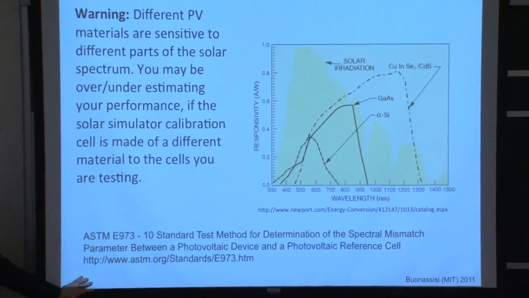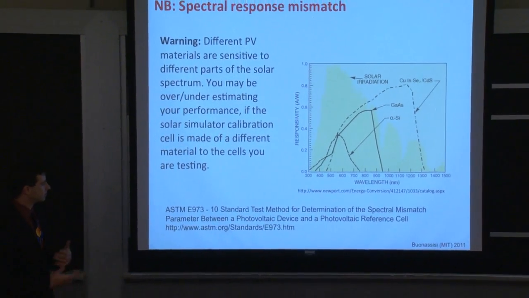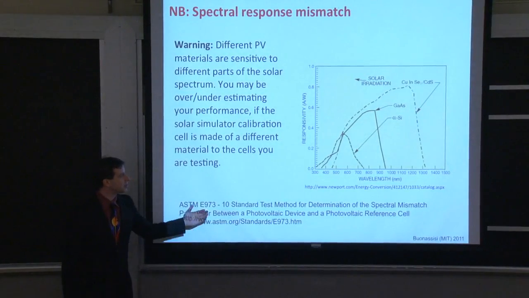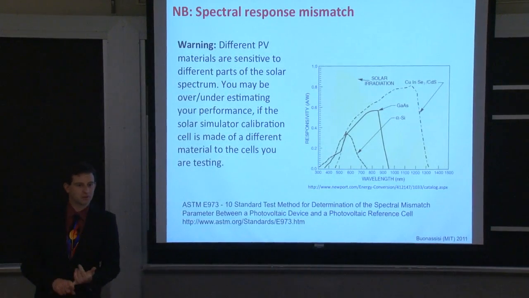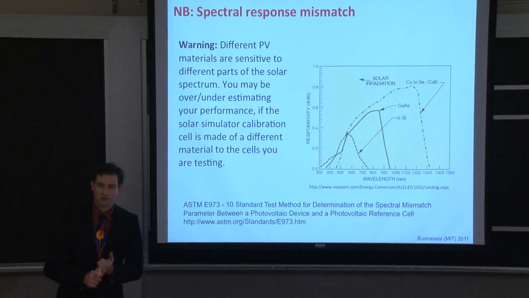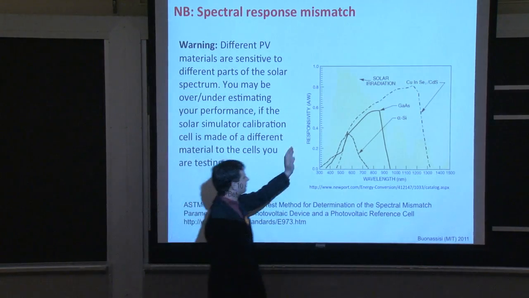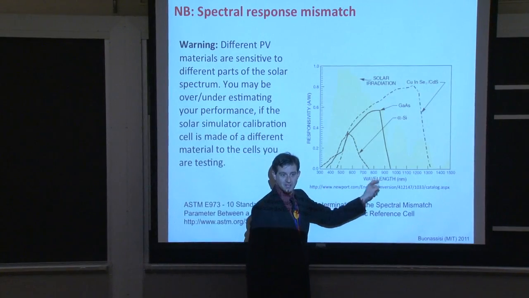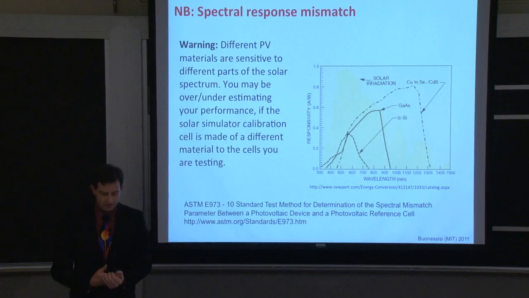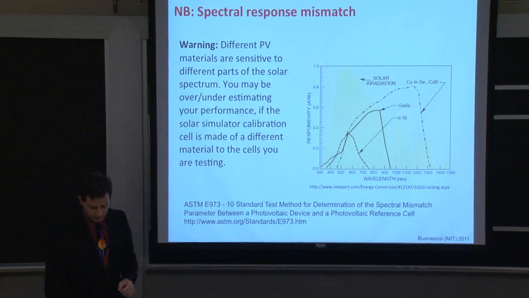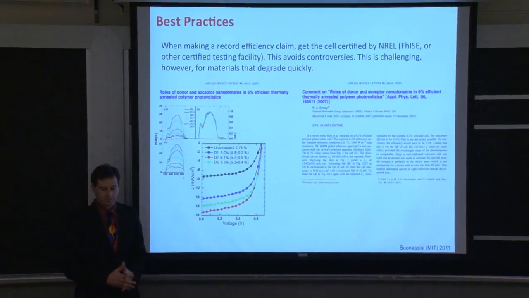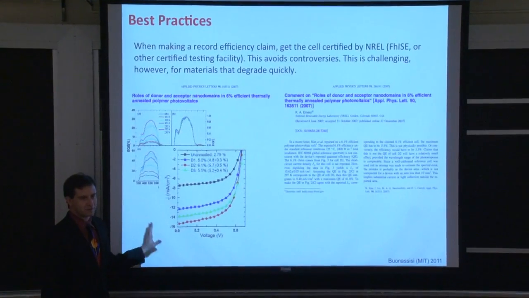And there's even a standard test method for determining the spectral mismatch parameter between your device and a reference cell, an ASTM standard for it. And the typical way to account for this is to measure the spectral irradiance as a function of wavelength of your light source, measure the quantum efficiency, meaning the responsivity versus wavelength of your device, and then measure your calibration cell. And using that math, you can really begin to normalize for these extraneous effects. Why do I bring that up? I bring that up because there was an example, several examples of folks in the literature.